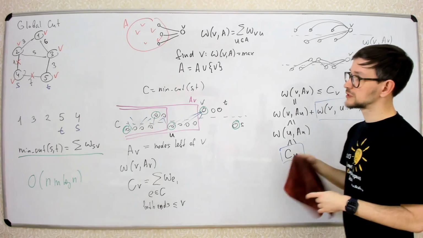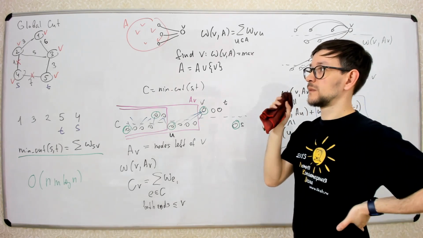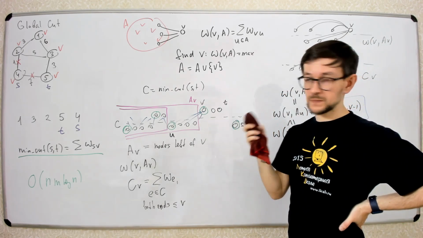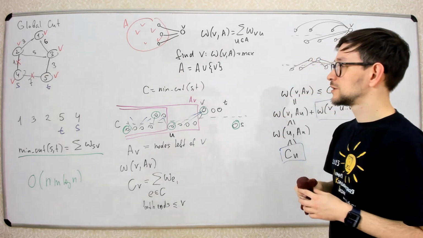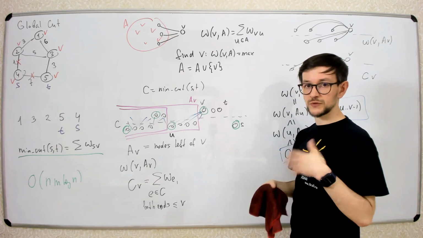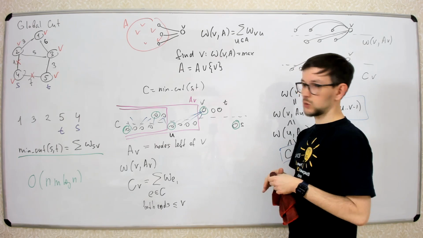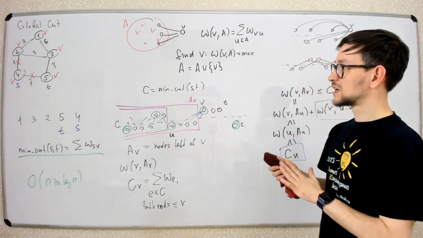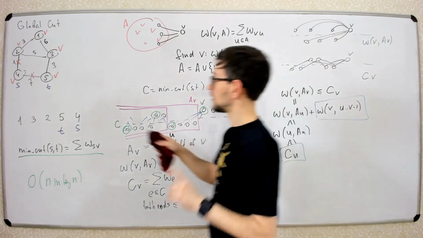Now we'll do something more interesting. Now we'll discuss another algorithm which actually works faster, but it is randomized. So it's one of the problems where we have randomized algorithms which actually work faster than deterministic algorithms. So the next algorithm we'll discuss is Karger's algorithm. Very simple algorithm.